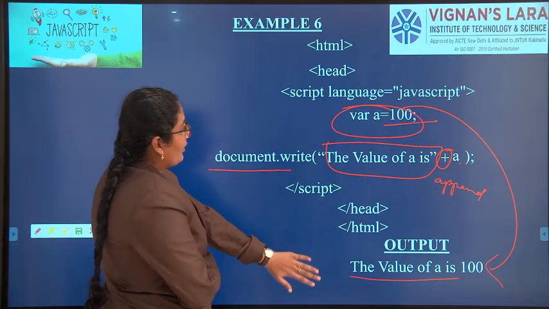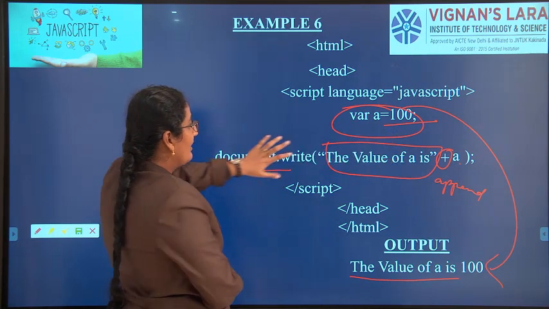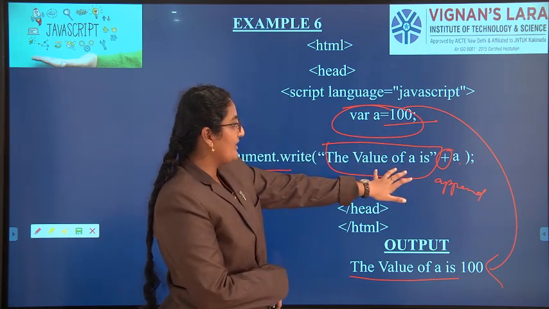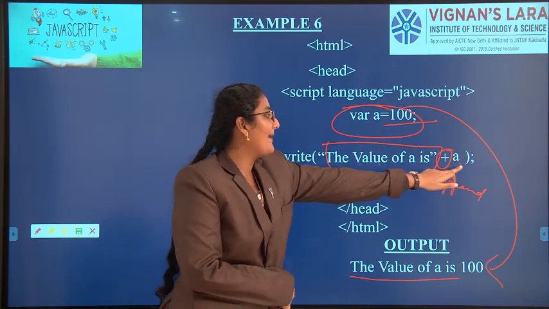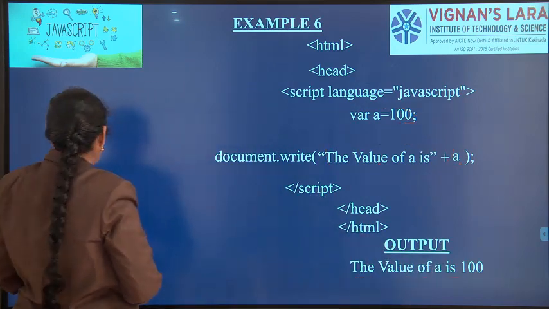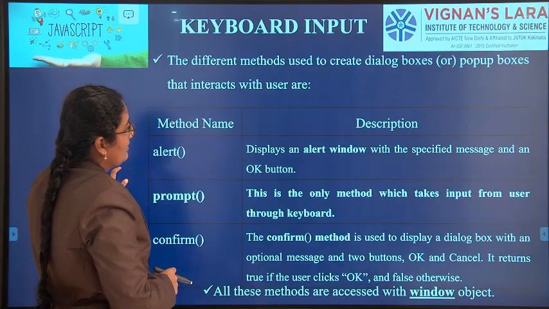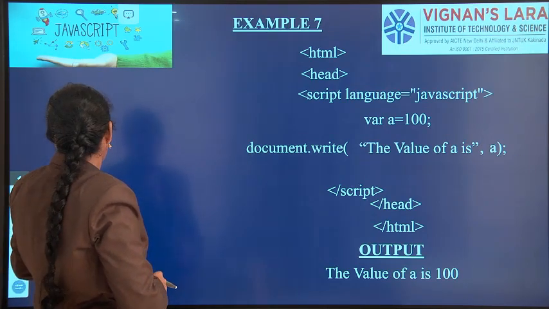So I have written a program. I have taken variable A and given A the value 100. The output statement is the value of A is. For that I want to append A. I have appended A as 100. So this is one more example.